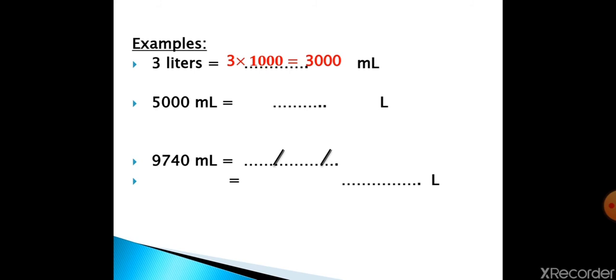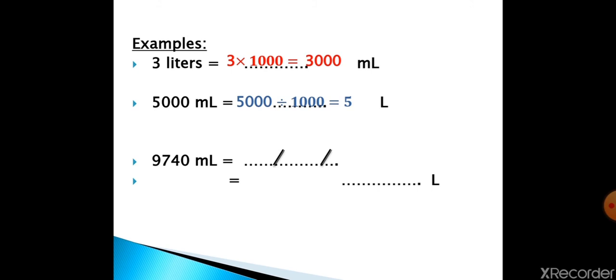Okay. The second one here, 5000 milliliters. I want to convert it to how many liters? So I'm going from small to big. I'm going from milliliters to liters. From small to big, divide, that means I should divide by 1000. 5000 divided by 1000. The 3 zeros will cancel with the other 3 zeros, and it will be only 5 liters.